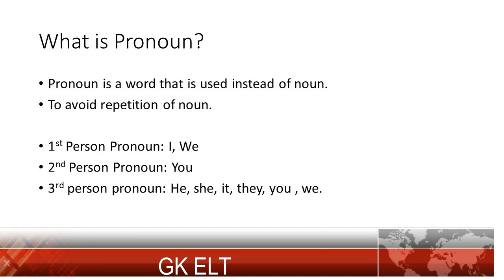So, what is pronoun? Pronoun is a word that is used instead of noun or to avoid the repetition of noun. In other words, pronouns make up a small subcategory of nouns. The distinguishing characteristic of pronouns is that they can be substituted for other nouns.